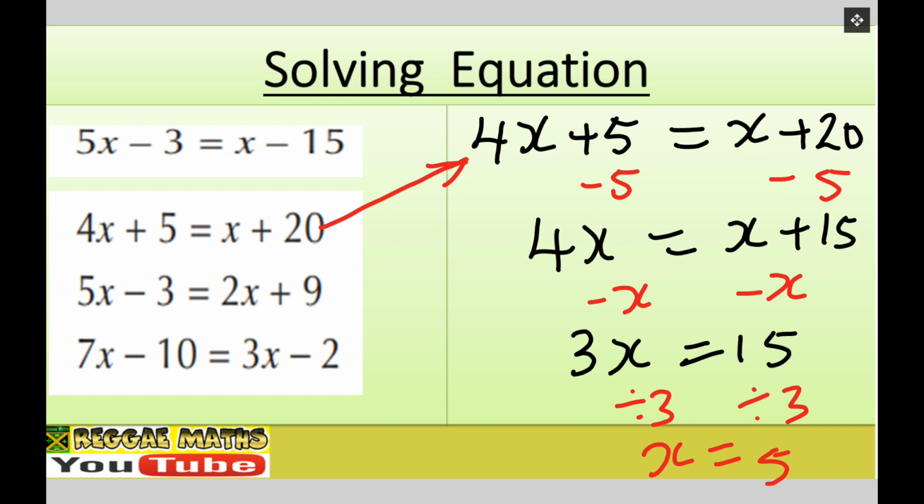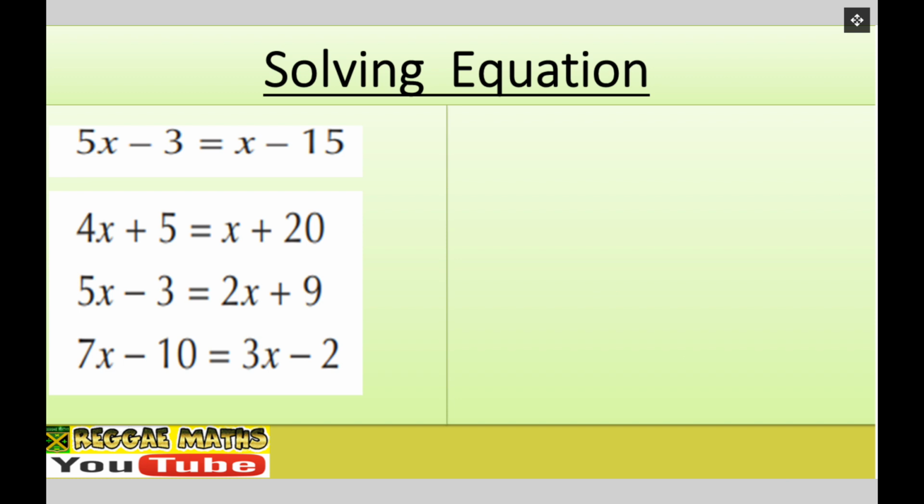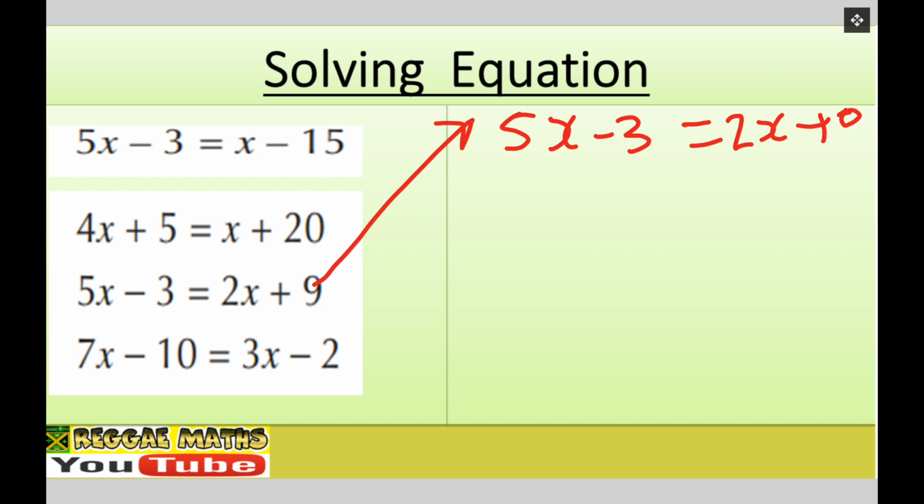Do one more because that got a minus. I'll do the other two. So this question, you got minus on the left hand side, right? The procedure follows the same. So you got 5x minus 3 equals to 2x plus 9.